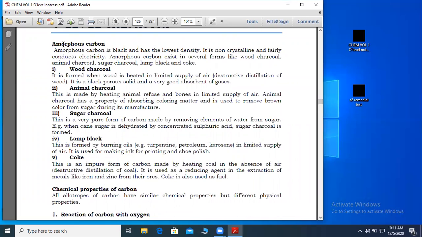Amorphous forms of carbon. The word amorphous means non-crystalline. It is in solid state, but it is not crystalline. So amorphous carbon is black, very black. Actually, I've never seen anything that is as black as amorphous carbon.